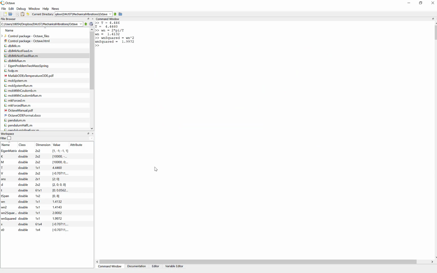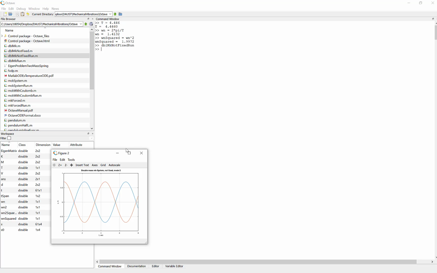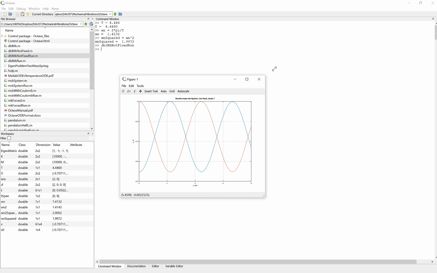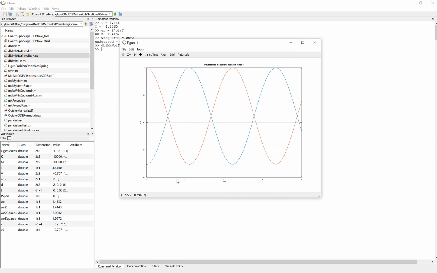Let's go back to the command window. Let's go back up and run. There we go, double MK not fixed run. And what we have here, wow, that's interesting. Let's see what's going on here. It looks like I may have only excited one mode. Yes, I've excited the second mode is what I've done. And I know why I did that.